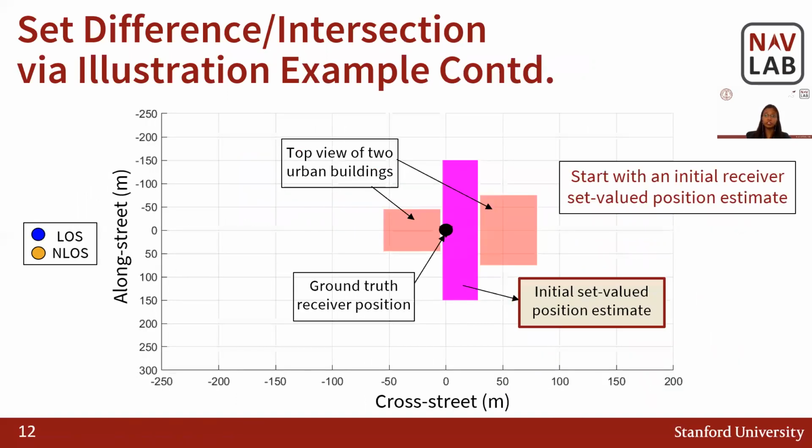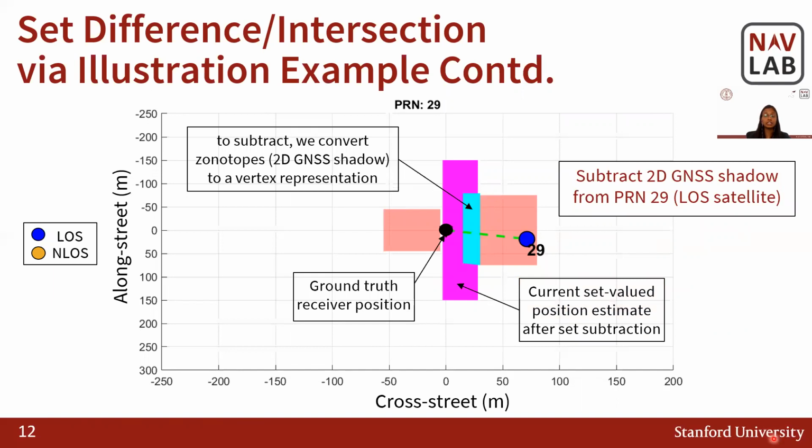Let's look at the top figure for this illustration example. To start off, we consider an initial set valued position estimate that is indicated by the magenta highlighted region, and the ground truth position is denoted by the black circle marker. Since the PRN-29 satellite in this case is line of sight, we perform set subtraction to remove the cyan region representing the GNSS shadow from the initial set estimate to obtain the current set valued position estimate, which is highlighted in magenta.